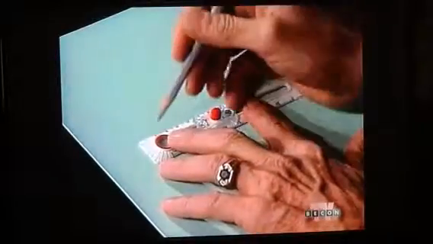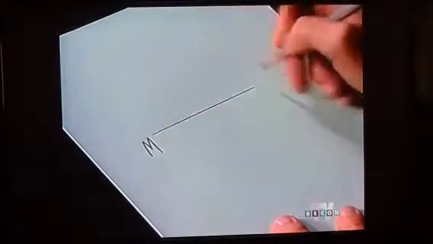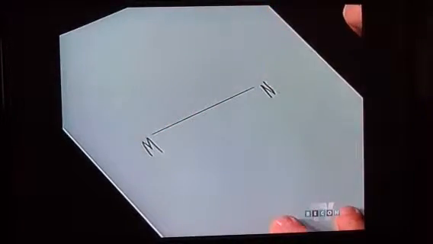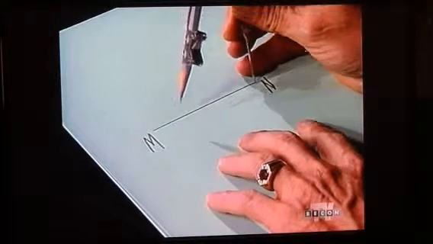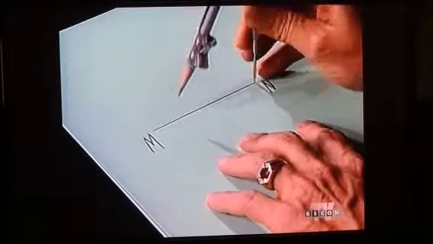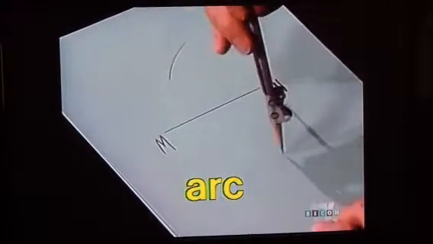This time, using a straight edge, we're going to draw a segment that's 2 or 3 inches long, or 7 or 8 centimeters. And we'll label the segment at each end point. This time, let's label it M and N. Now open the compass so that it's more than halfway across the segment. Good. Now place the sharp end of the compass at either of the endpoints. Now draw an arc above and below the segment.